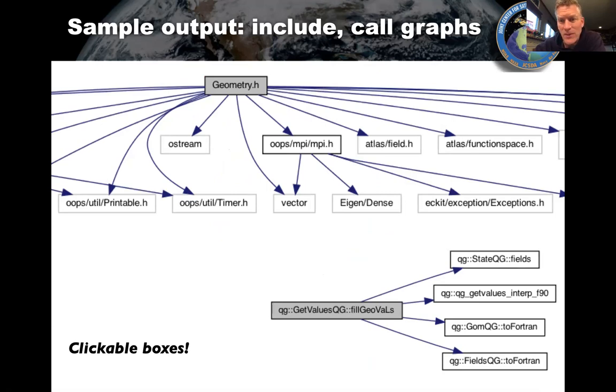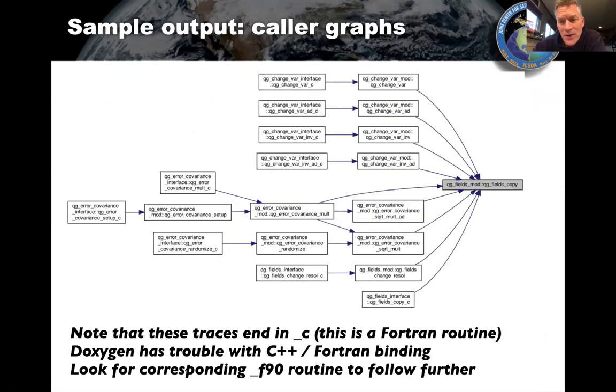So you can, for example, click on function space. Well, that would be outside of oops. It's best to stick within a repository. So you could click on oops mpi.h and that will come up. Then it also has call graphs. So this fill geovals command calls these other commands, fields, get values interp F90, etc. It has caller graphs. So this routine here, QG fields copy, is a Fortran routine, and it shows all the routines that call it and the routines that call them.